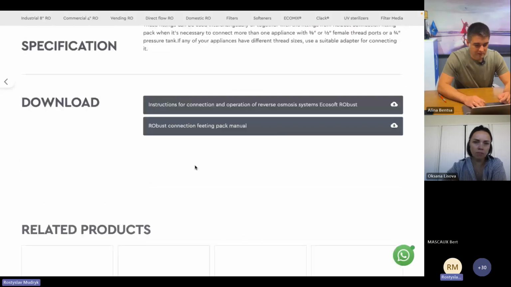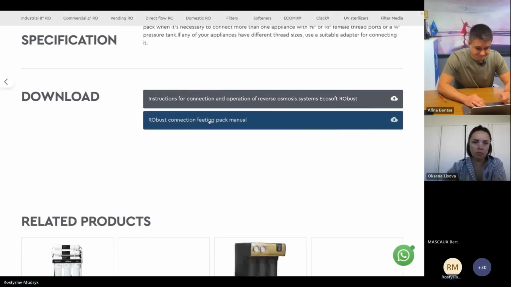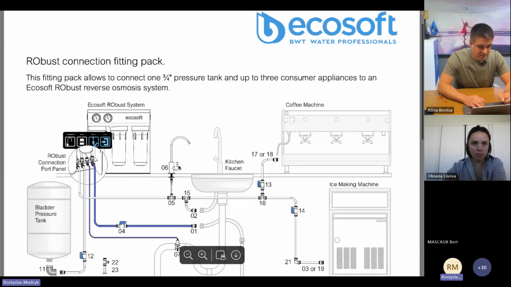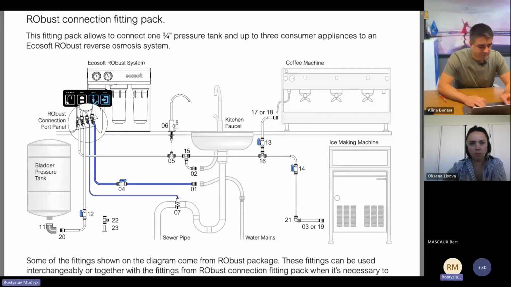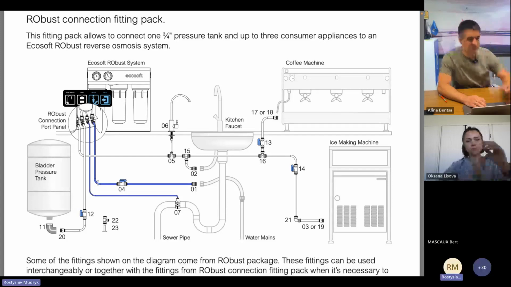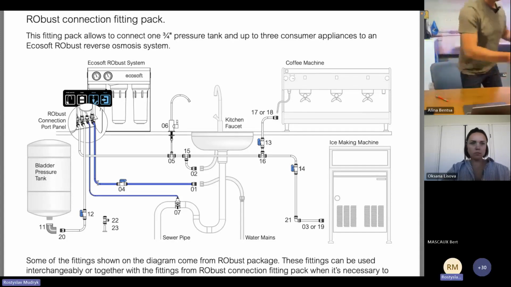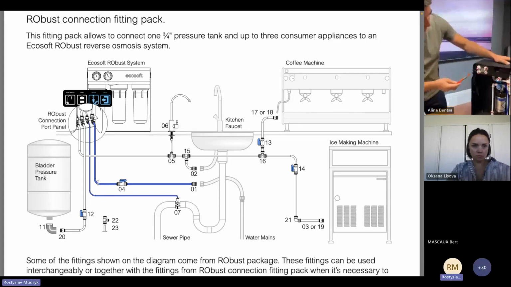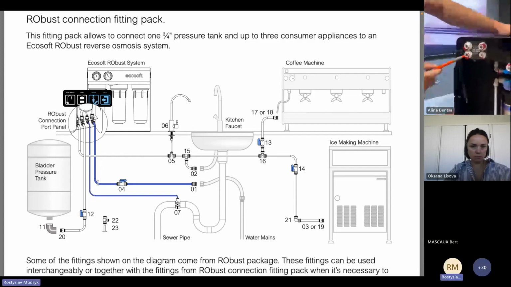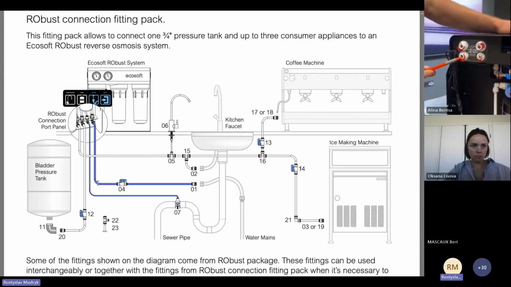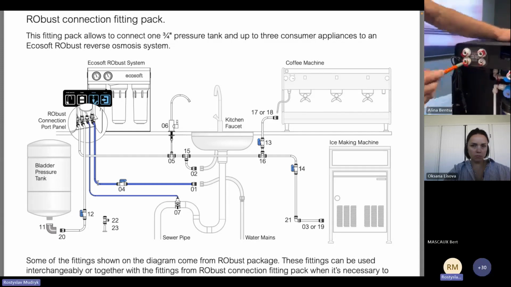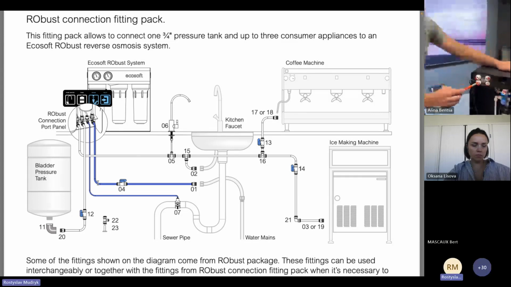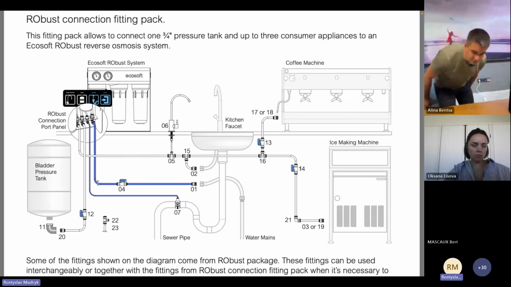And if we browse down a little bit, we would have this flow chart. So the exact answer to your question would be that first of all, here on the back of the Robust, we have a separate connection for the tank. We recommend to connect the tank directly to this port, because this port is just after the membrane element, but before the last carbon filter.